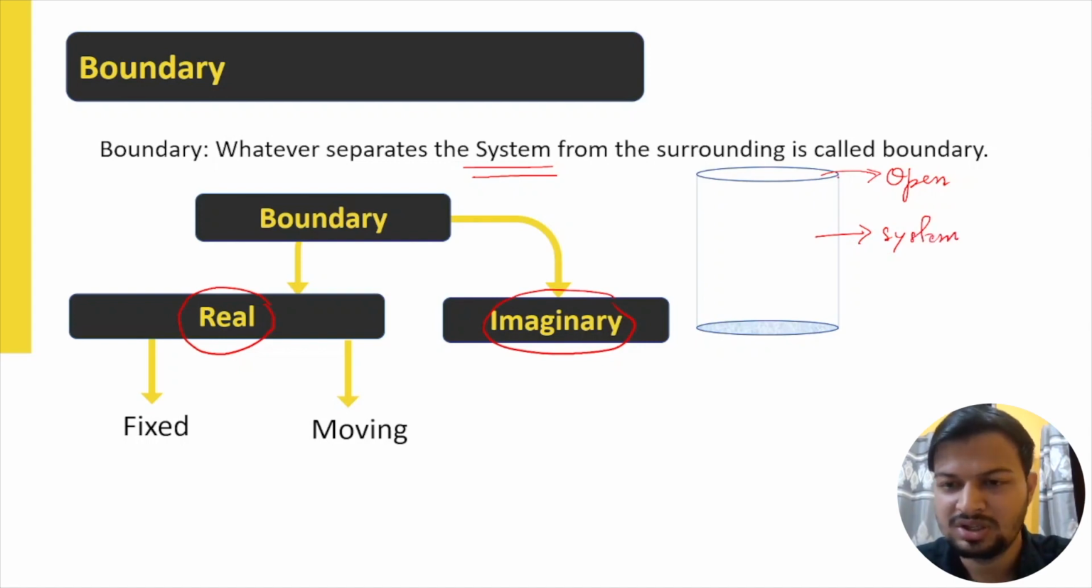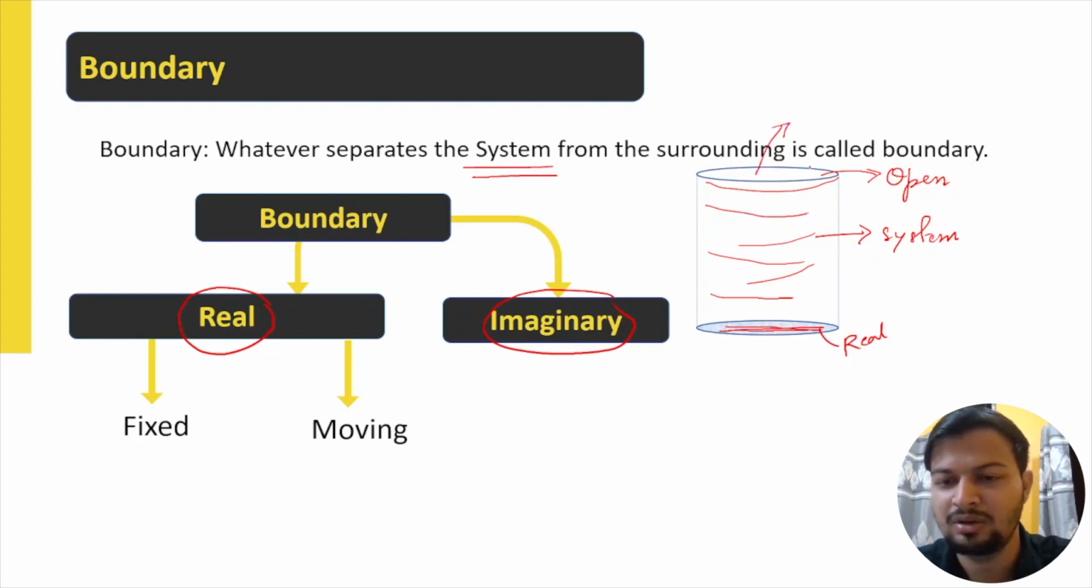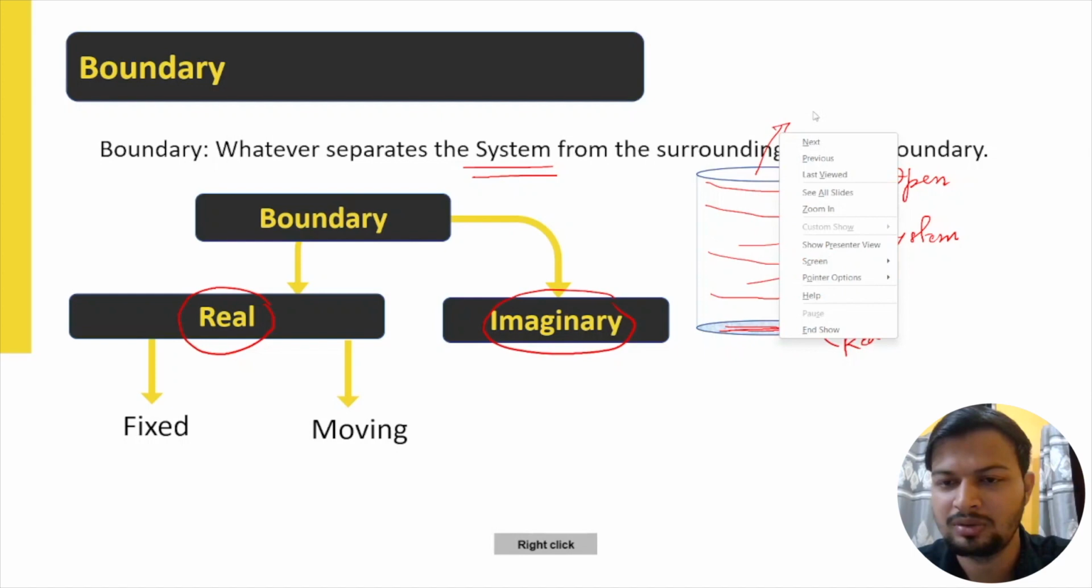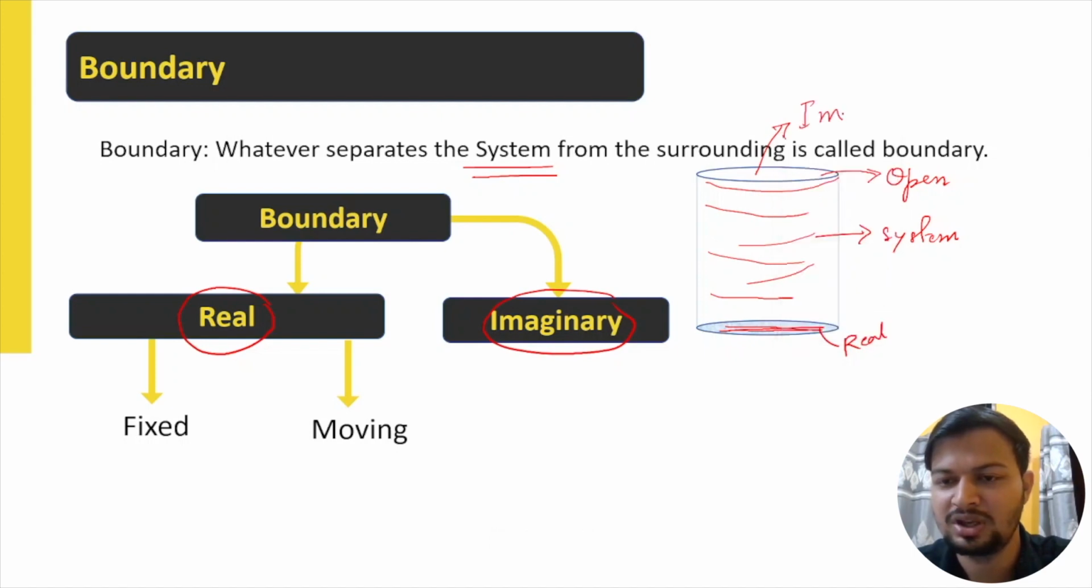Okay, then this glass wall and the bottom part will be real boundaries, because there is something which is separating the system from the surrounding. But for this open part, there is nothing physical separating the system and the surrounding, but we are considering this beaker to be our system. So this open part will be our imaginary boundary.